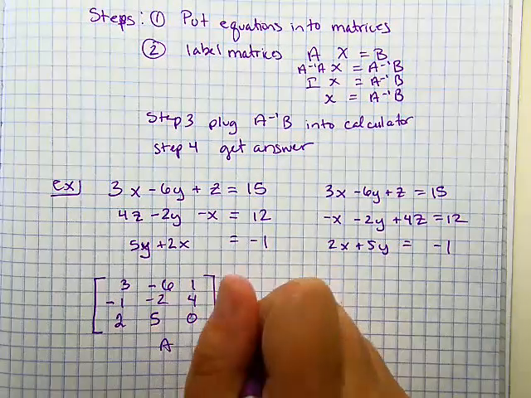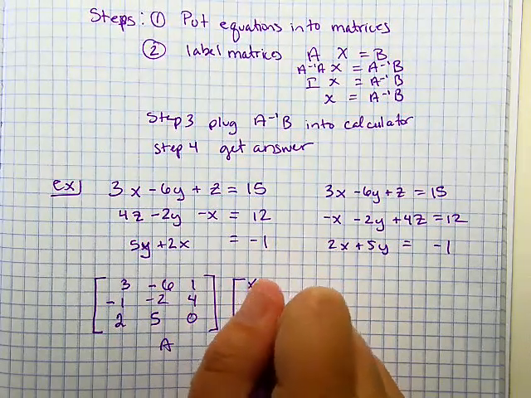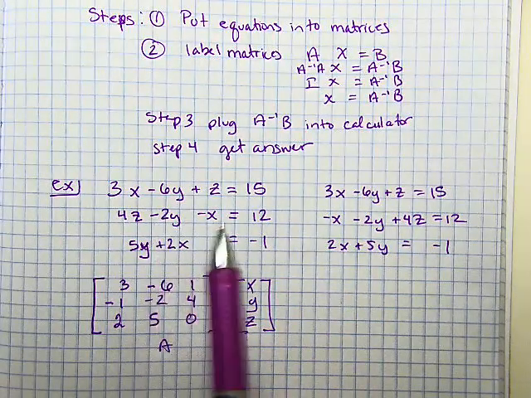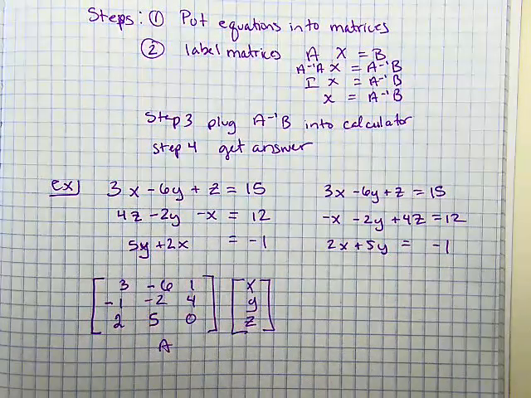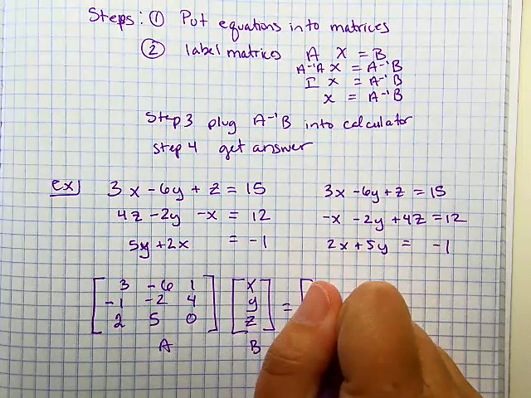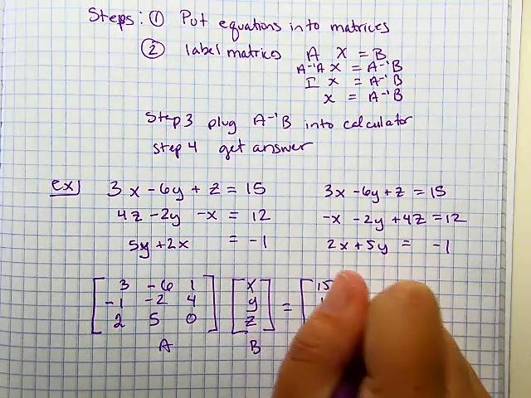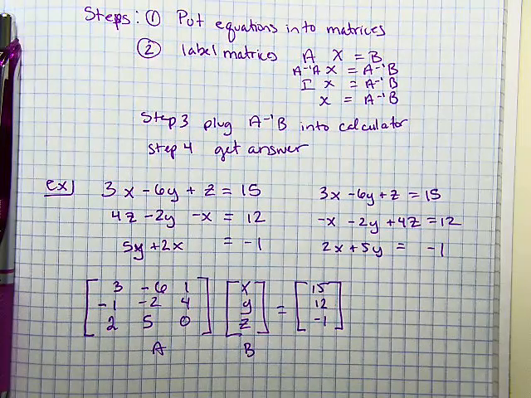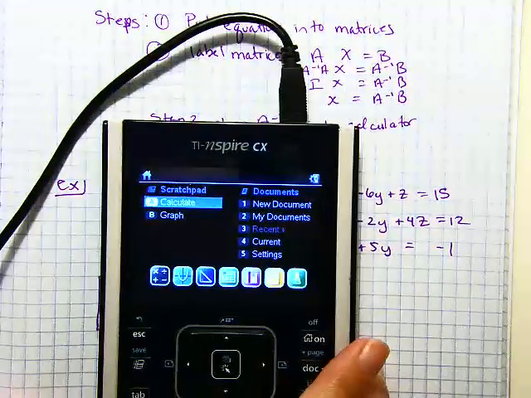This is matrix A, times X, Y, Z. Now, if you didn't line them up this way, if you rearranged, switch the Z and the X here, you could rearrange it here, but I didn't. And then it equals 15, 12, negative 1. And there's going to be instructions on how to put it on a TI-84 online as well. I'm going to show you with the Nspire.